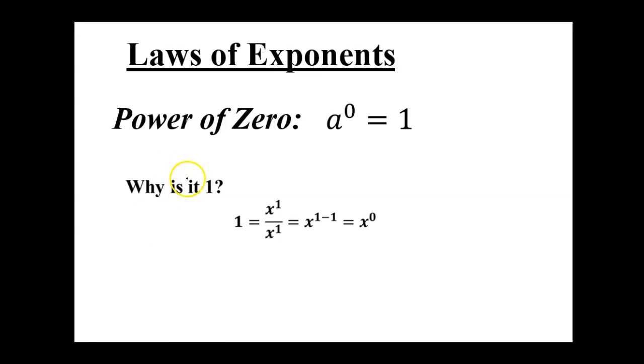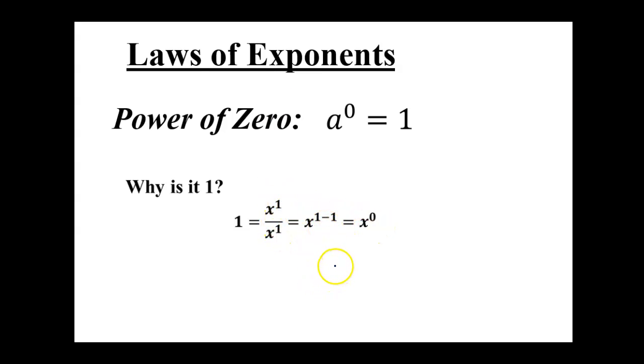And why is it 1? Well, it's because if I take anything and divide it by itself, that gives me 1, right? And x to the 0 represents that. It represents something being divided by itself, because if I were to use the quotient rule here, I would take the top exponent and I would subtract the bottom exponent, and 1 minus 1 is 0.